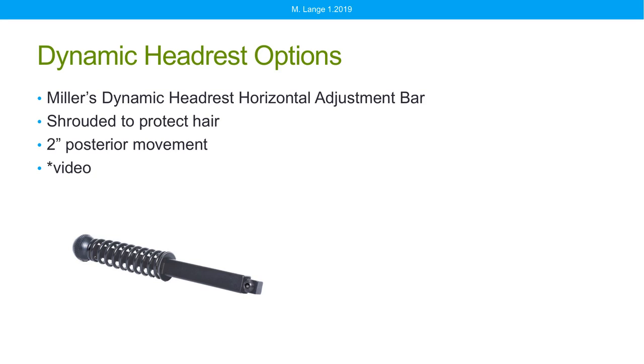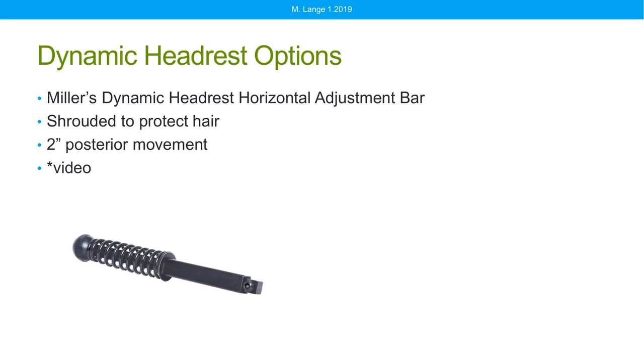Now there's a number of options out there. I'm going to show you just a handful of them. This is the Miller's Dynamic Headrest Horizontal Adjustment Bar. You see there's a spring there. It is shrouded typically to help protect hair.